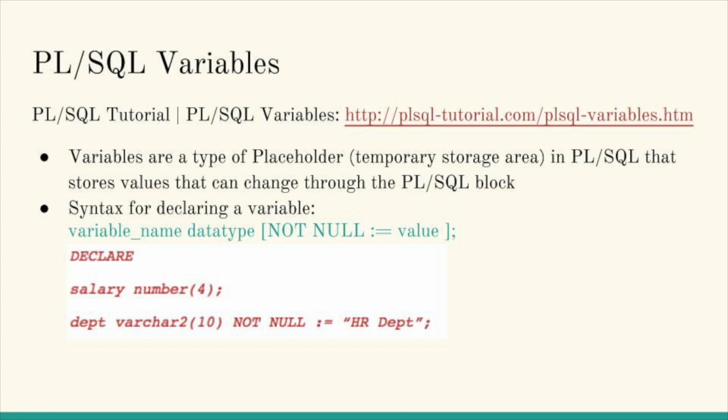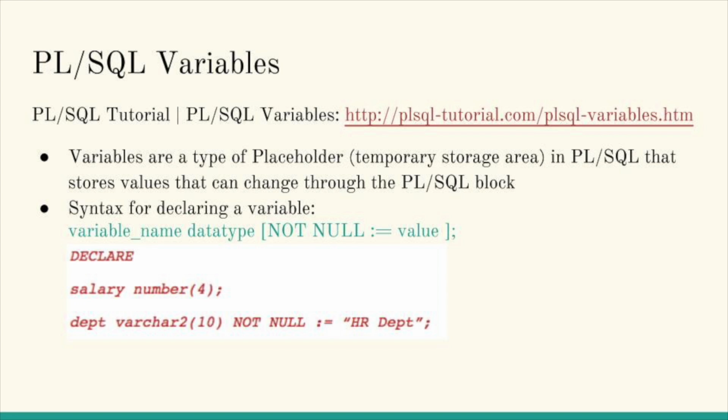So variables are a type of placeholder in PL/SQL that stores values that can change throughout the PL/SQL block. So very similar to variables in other programming languages. The syntax for declaring a variable is the variable name and the data type. And then there's an option to initialize the value when it's declared, or to declare it not null, in which case you must initialize the value in the declaration.